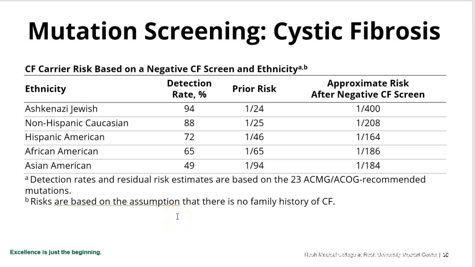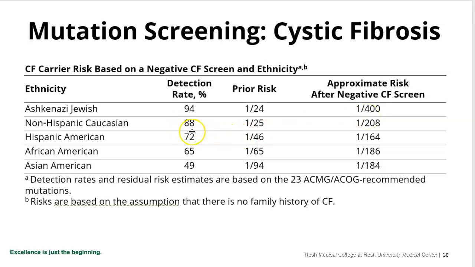Now, one thing I want to talk about is mutation screening. If we're looking for common mutations, and there are certain ethnic groups in which they're really common, then let's just screen for them. In the Ashkenazi Jewish population, 94% of carriers will have a CF mutation detected looking at common mutations. So the risk of having cystic fibrosis before genetic testing is really high, 1 in 24. However, if it's negative, because there's a 94% detection rate with common mutations, it goes down to 1 in 400.